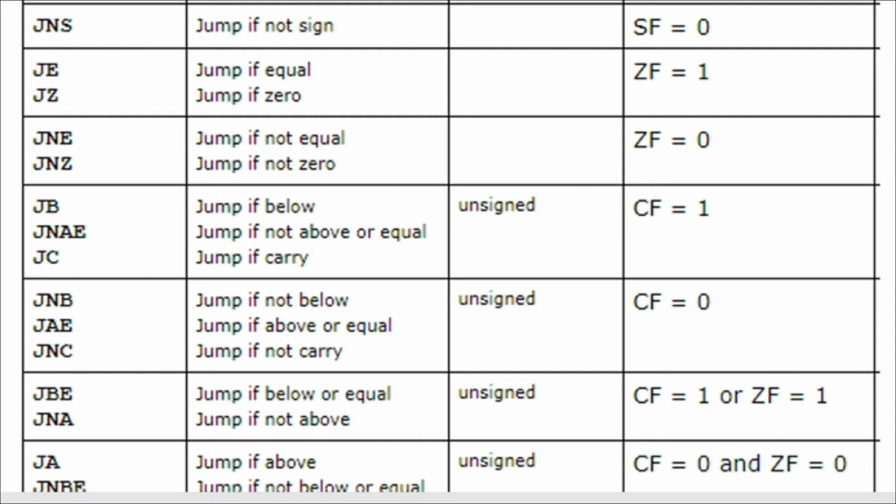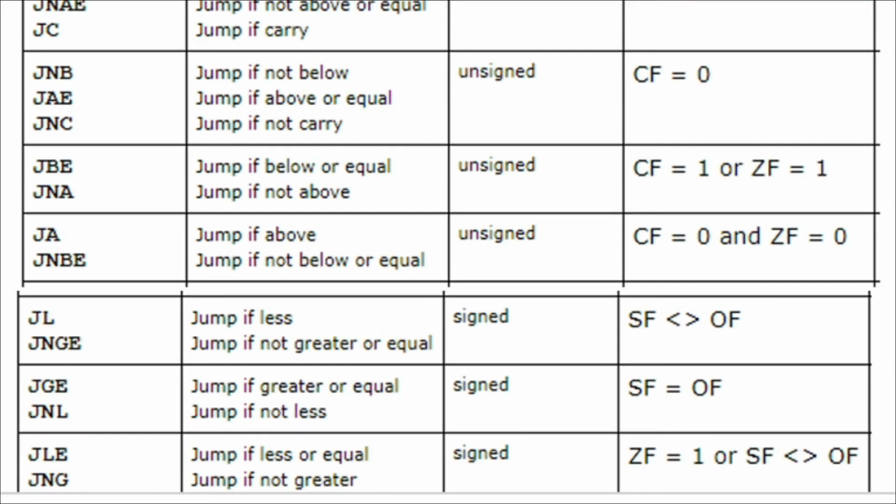Okay, so next we have JB, JNAE, and JC. So they represent jump if below, jump if not above or equal, jump if carry. So they are triggered if CF, okay, the carry flag is equal to 1, okay? And their counterpart, which is JNB, JAE, JNC, is triggered when the carry flag is equal to 0.